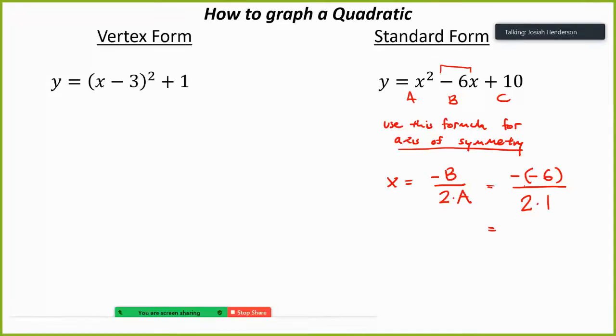Simplify this business. So negative negative 6 becomes 6. 2 times 1 is 2. 6 divided by 2 is positive 3. So that means x is equal to 3. What that just told us is the axis of symmetry. So back to our graph.